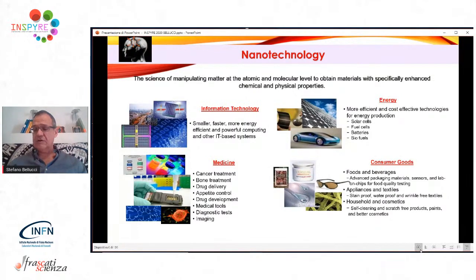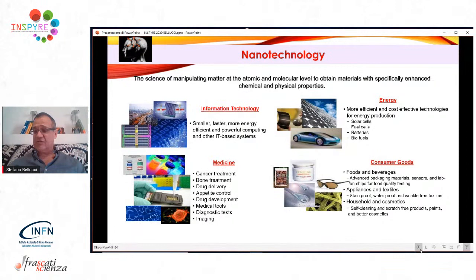And finally, consumer goods already include nanoparticles, from the foods and beverages, where the nanoparticles are already used to obtain advanced packaging materials, to put miniaturized sensors on our packaging, so that we can, for instance, ascertain whether a frozen good has been preserved in a proper way, or has been out of the fridge, out of the freezer for some time. We can put a sensor that will label and register the history of the product.